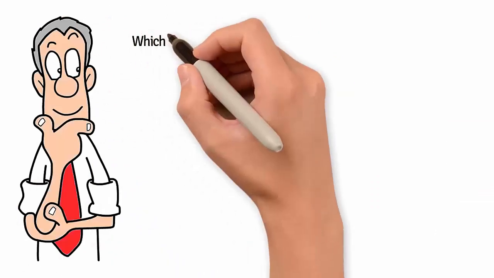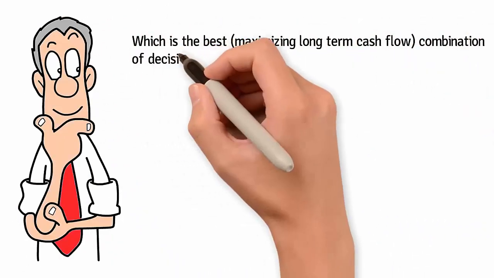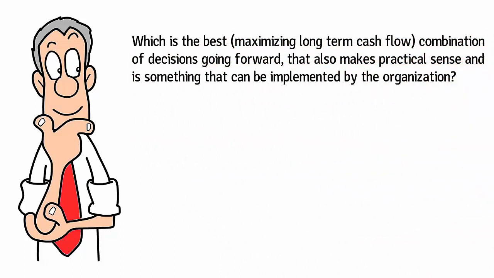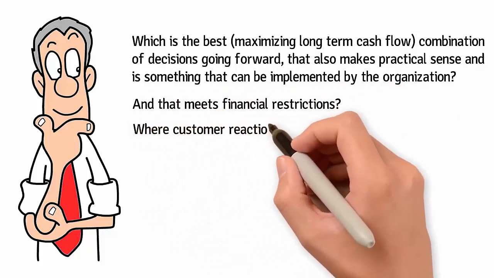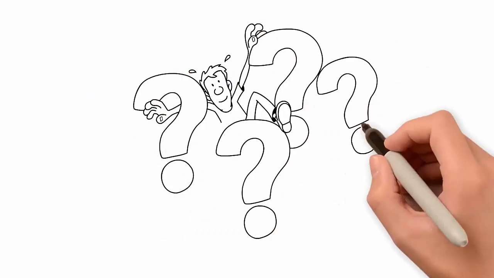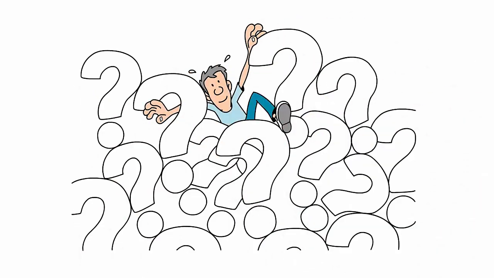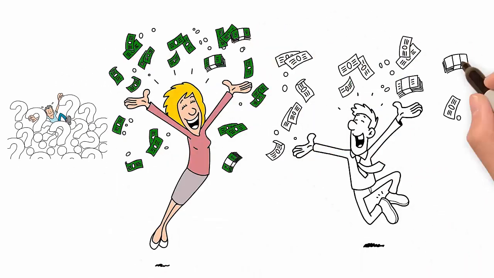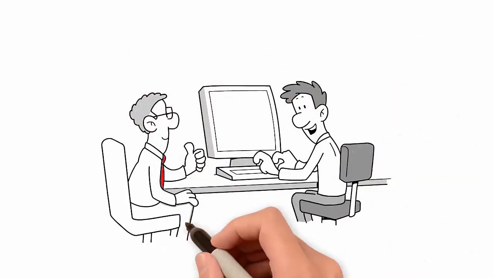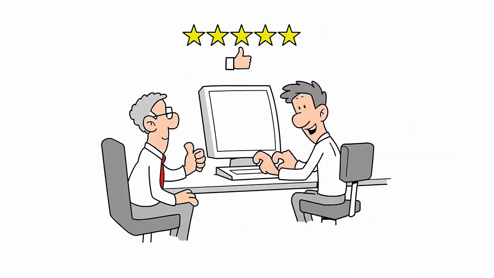Which is the best combination of decisions going forward, maximizing long-term cash flow, that also makes practical sense and is something that can be implemented by the organization? And that meets financial restrictions, where customers' reactions are acceptable. The number of combinations can be millions in theory, and a tool cannot figure out what are realistic alternatives. It would produce nonsense combinations with great future cash flow. It needs to be an iterative process involving the best expertise in your company.